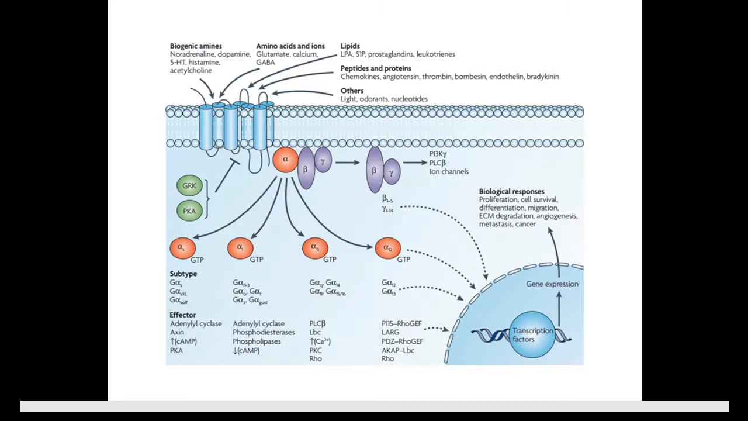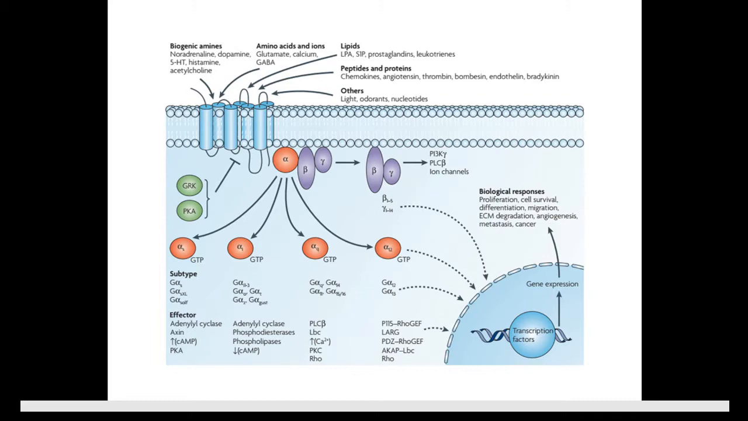Maybe the image is not clear, so I am just explaining the functions. It explains five functions. Biogenic amines. These are all the receptors for G protein: biogenic amines, amino acids and ions, lipids, peptides and other compounds.